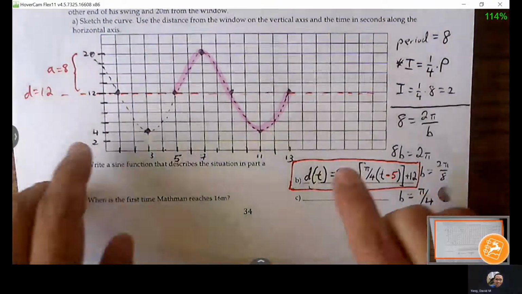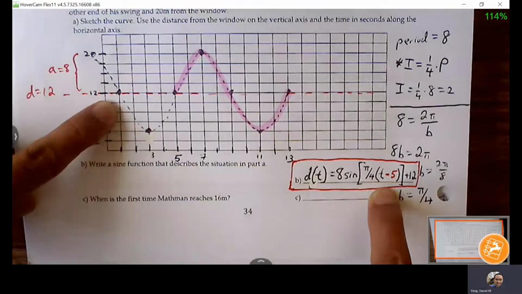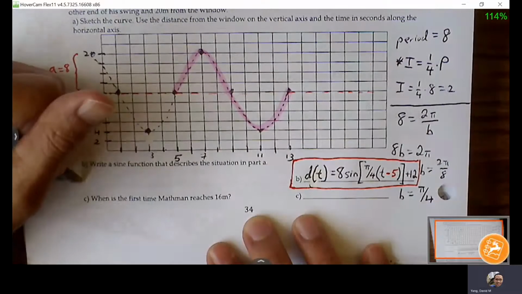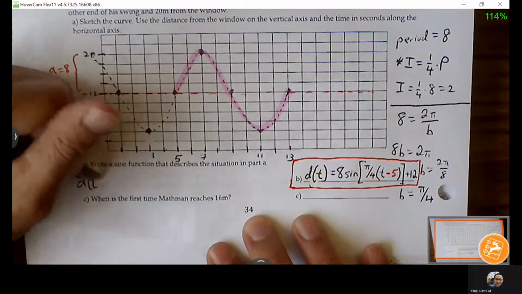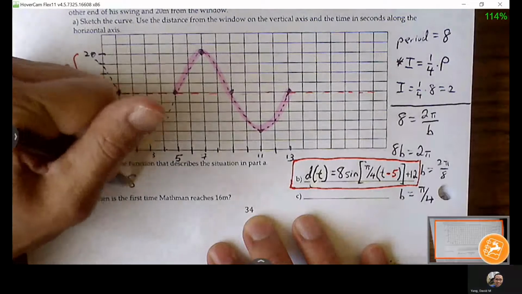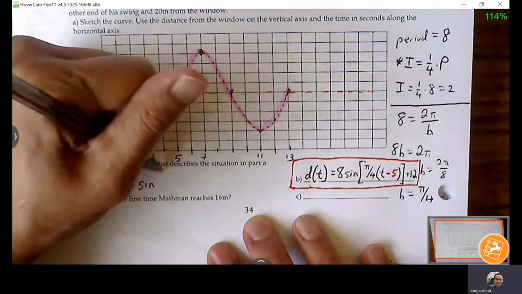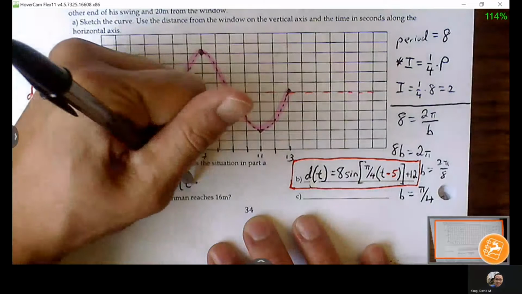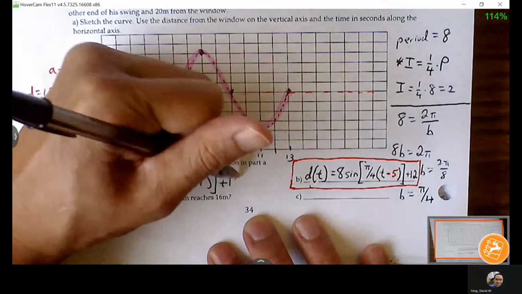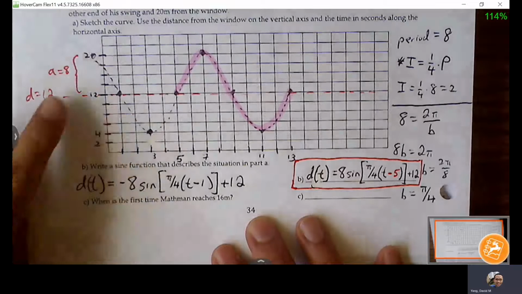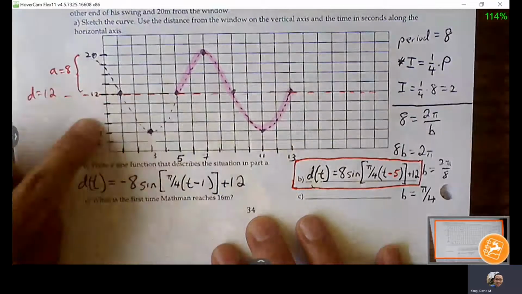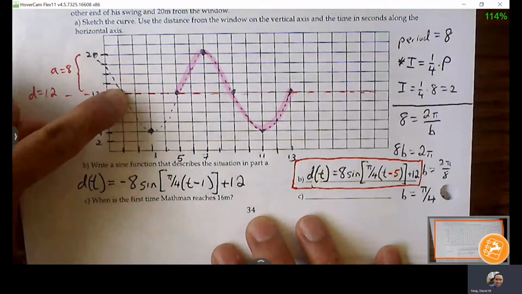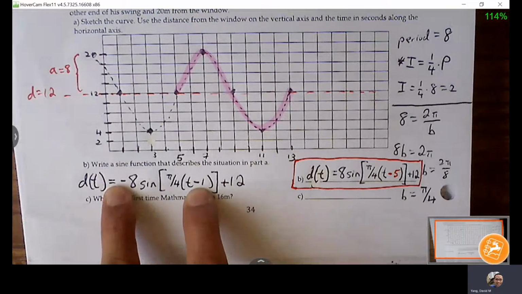Negative 8 sine of pi over 4 times theta minus 1 would also work. Good. Yeah, that's another option. I'll put that down as well. You can also think of it as, okay, here's a reflected sine graph, and I'm just going to start at my original location, shift it to the right one, and reflect it. So that is also acceptable.